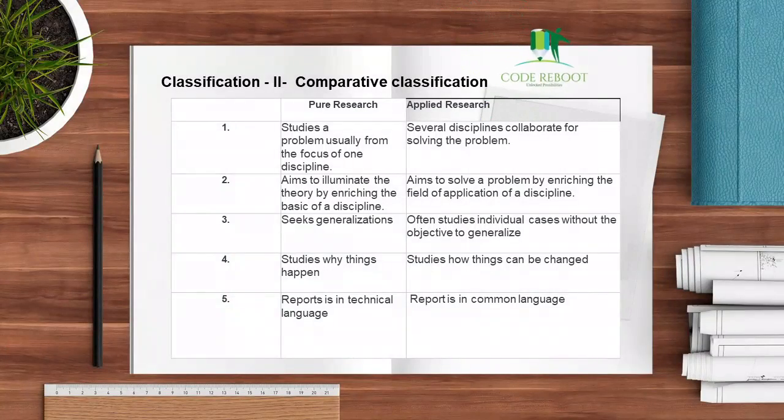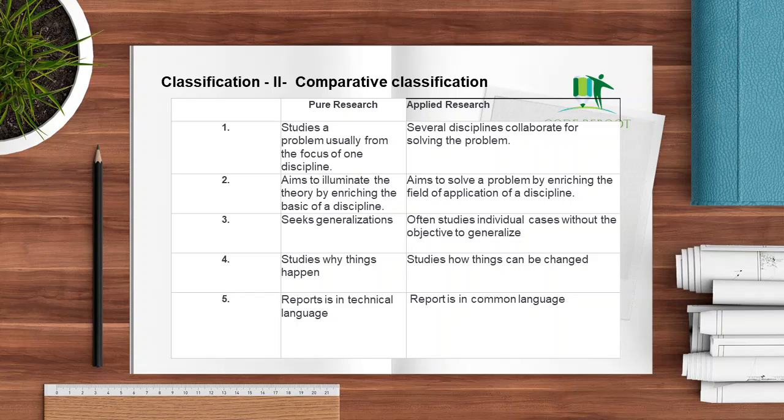So second is pure research and applied research. Pure researchers will focus on only a particular problem. It will not have several ideas. So if you are going to your research area, you will select a particular topic. In that particular topic, you will go for one main concept. So that is pure research. You'll concentrate on a single topic with in-depth knowledge.